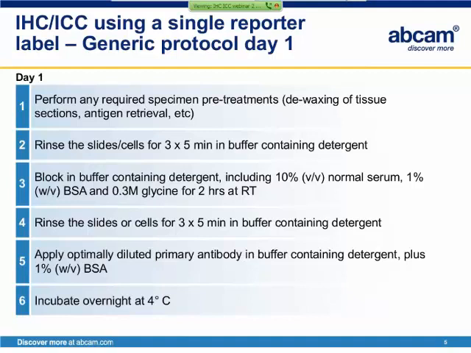We'll go into these in much more detail, but it's worth just quickly talking through the individual steps in the protocol just to give you an idea of what's to come. First of all, on day 1, any pre-treatments are performed, such as dewaxing of paraffin sections and antigen retrieval. There is then a wash stage, followed by blocking non-specific protein-protein interactions, or in other words, non-specific staining, after which there's another wash. The primary antibody is then incubated on the specimen overnight at 4 degrees centigrade.